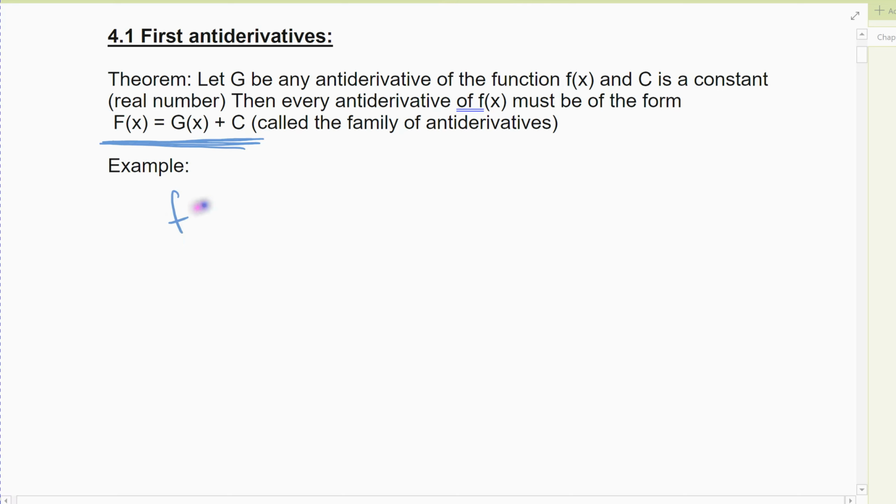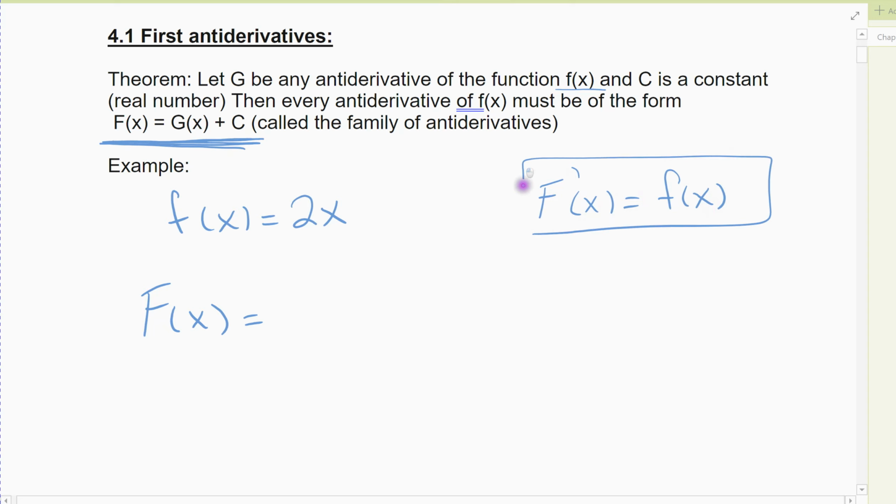Suppose the given function was 2x. So that's little f of x. My antiderivative would be, what function gives me the derivative 2x? Because in order to be an antiderivative, the derivative of my antiderivative has to equal my original function. That's what makes it an antiderivative. If that's true, it's an antiderivative of f of x.